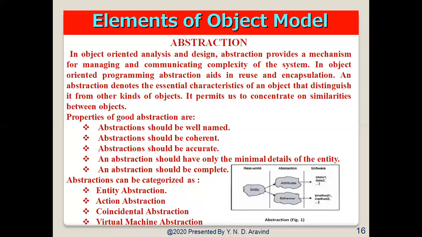So here, coming to the properties of good abstraction: abstractions should be well named, abstractions should be coherent, abstractions should be accurate, an abstraction should have only a minimal set of details of the entity, and an abstraction should be complete. And abstractions can be characterized as entity abstraction, action abstraction, coincidental abstraction, and virtual machine abstraction.